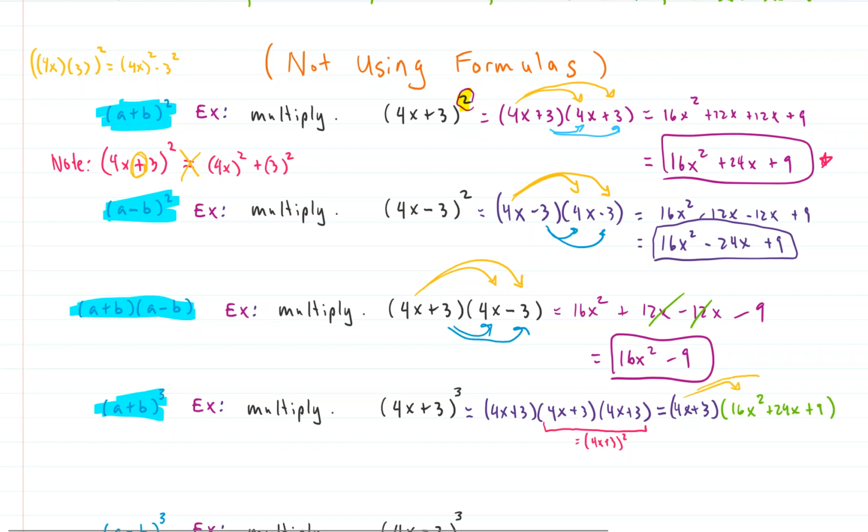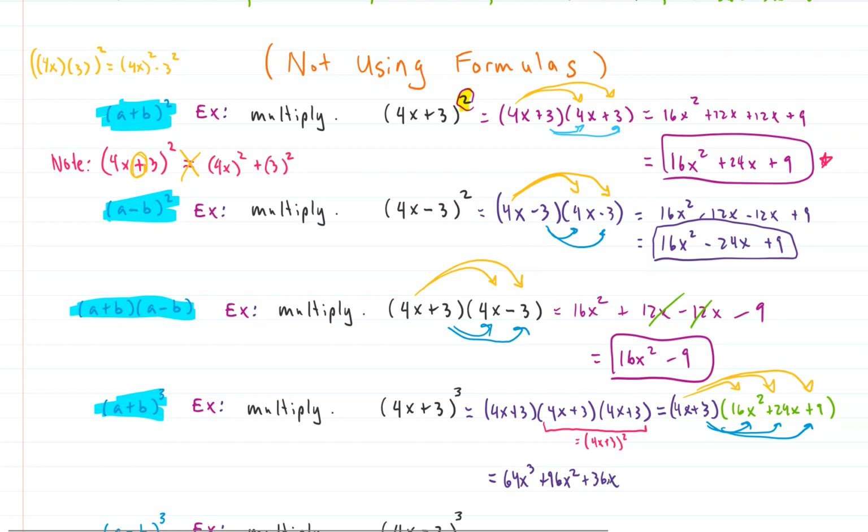So 4x goes into each of the second polynomial, and 3 does as well. So I just created my little arrows, and let's do the multiplication now. 4x times 16x squared gives us 64x cubed. And 4x times 24x gives us 96x squared. 4x times 9 gives us 36x.